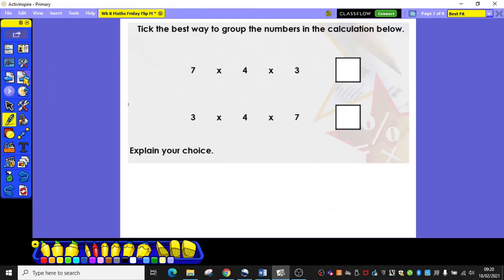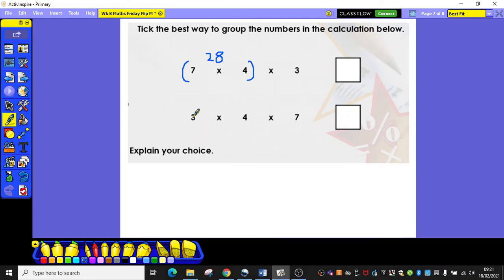Let's just look at that one final time then. So this question says, tick the best way to group the numbers in the calculation below. Then it says, explain your choice. Well, if this is 7 multiplied by 4 multiplied by 3, I know I've got to multiply these two numbers to begin with at the start. I'll put some brackets on just to remind us that we are doing those at the start. And hopefully that's given you time to work out 7 times 4, which is 28. So if I do the top method, I'm going to be doing 28 multiplied by 3.